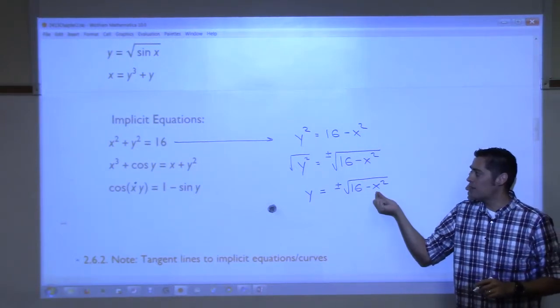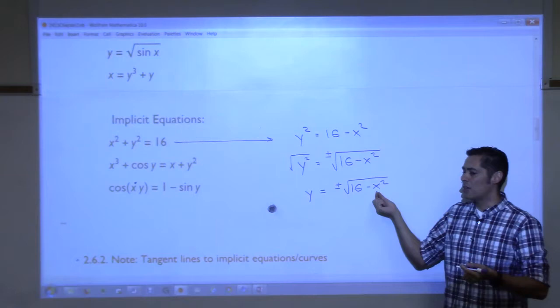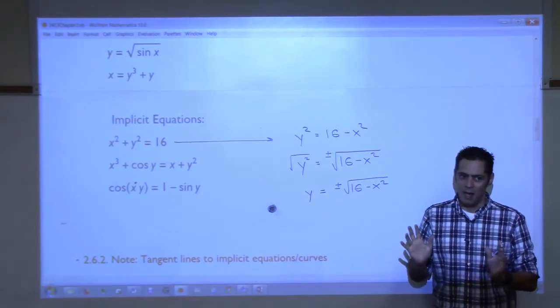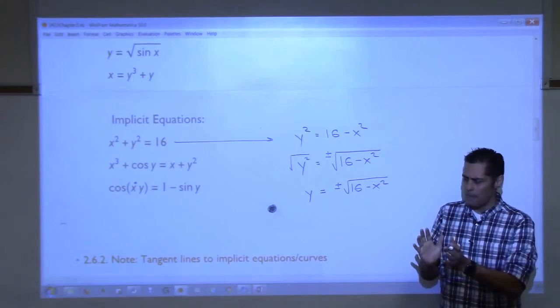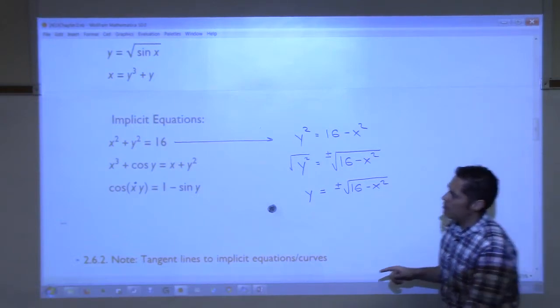So this is not explicit. If I give you an x, are you going to give me a y? No, you're going to give me 2 y's, and that's not explicit. That's what we call implicit. Understand the difference?